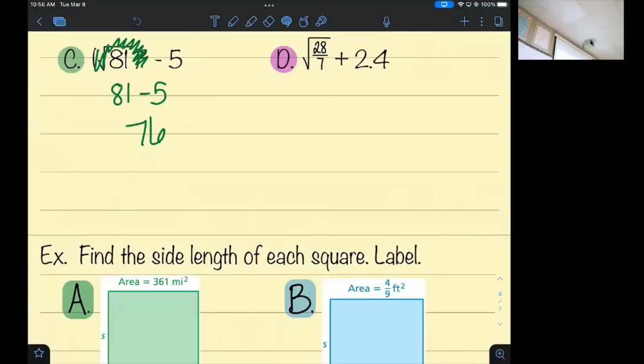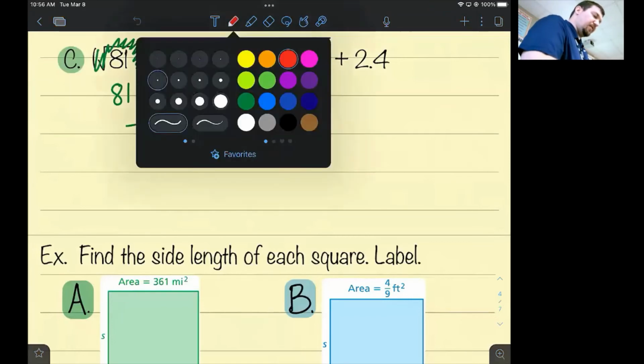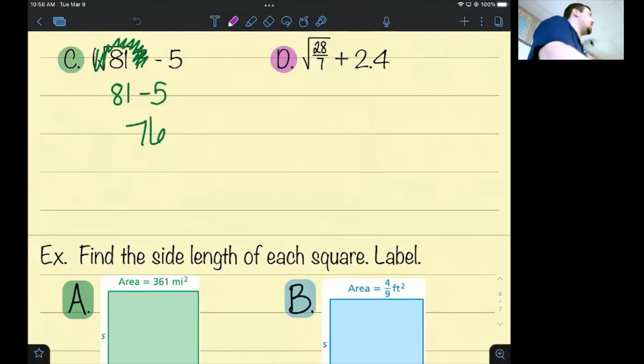All right. Example D. The square root of 28 over 7. Now we know that if we are square rooting a fraction, we can square root the top and bottom number of those fractions. Is 28 a perfect square?